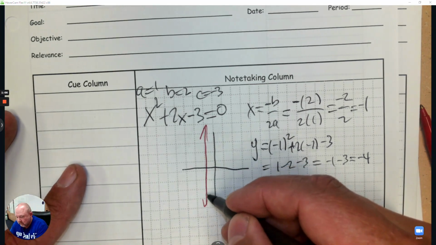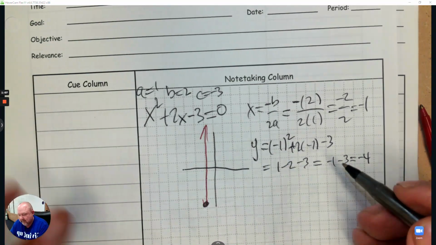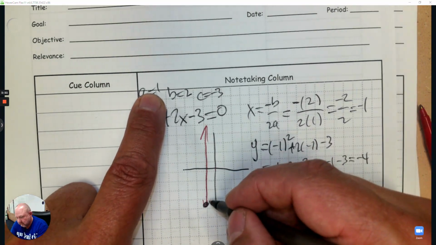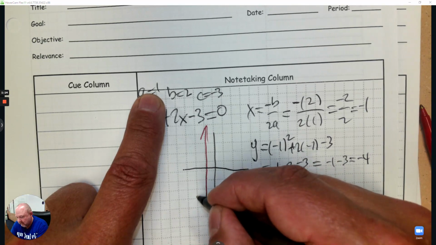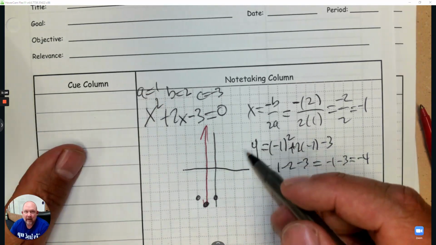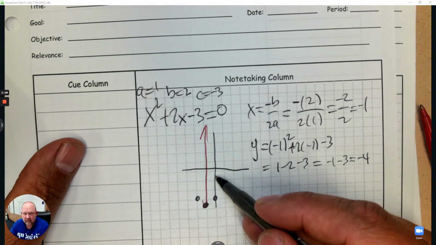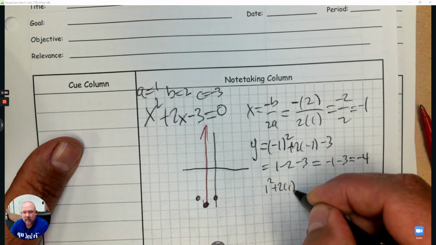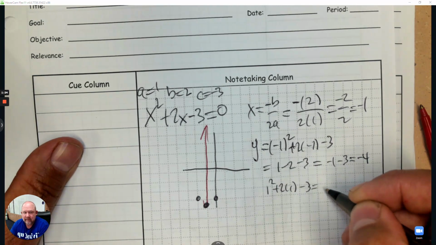So 1, 2, 3, 4. The a value is 1. So I go up 1 and to the right 1 and to the left 1. But what I want to know is where it crosses the x. So I'm going to plug in 1 to see what answer that gives me. So if I plug in 1, does it give me the answer I want?